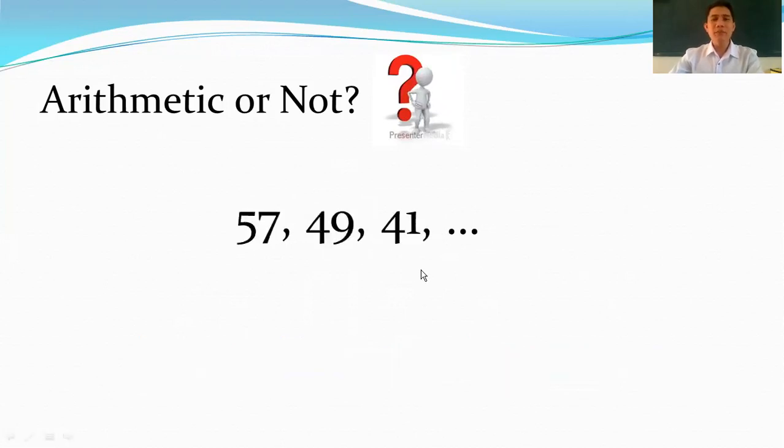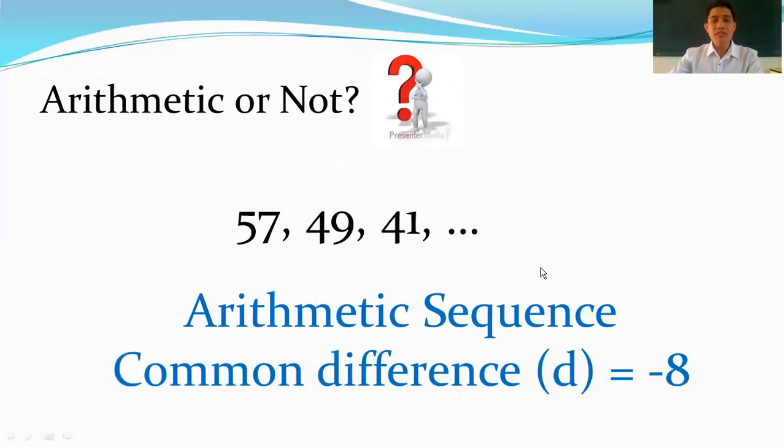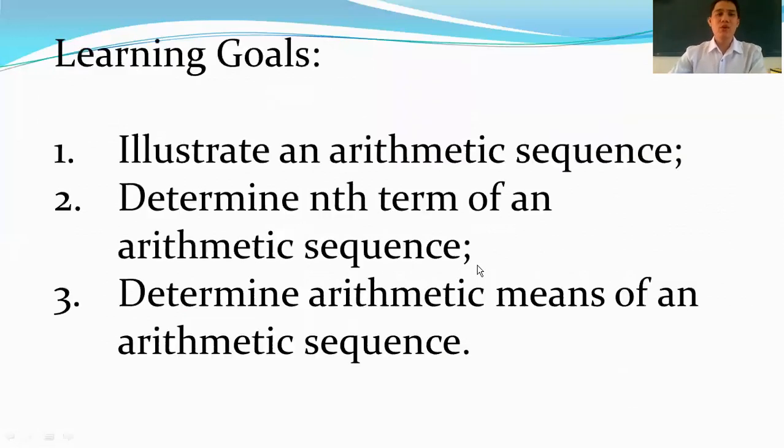And the last, 57, 49, 41. Is it arithmetic sequence or not? This sequence is arithmetic sequence because there is a common difference, which is -8. So we are done with the learning goal number 1, illustrate an arithmetic sequence. Let's now move on to learning goal number 2, determine the nth term of an arithmetic sequence.